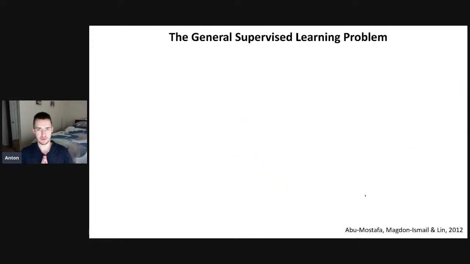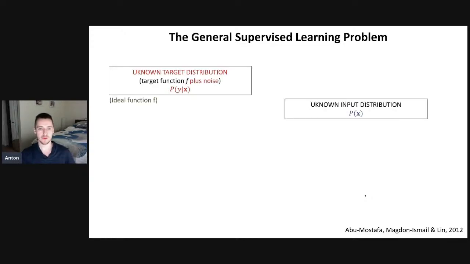Let's briefly combine everything we've learned so far. I'm going to give you a general framework of machine learning, a general supervised learning problem. Suppose we have an unknown input distribution for our x's. Then we have the so-called target function that we want to approximate with our machine learning algorithm. It's basically an ideal function: when you plug x's into this function f, you can accurately predict y.